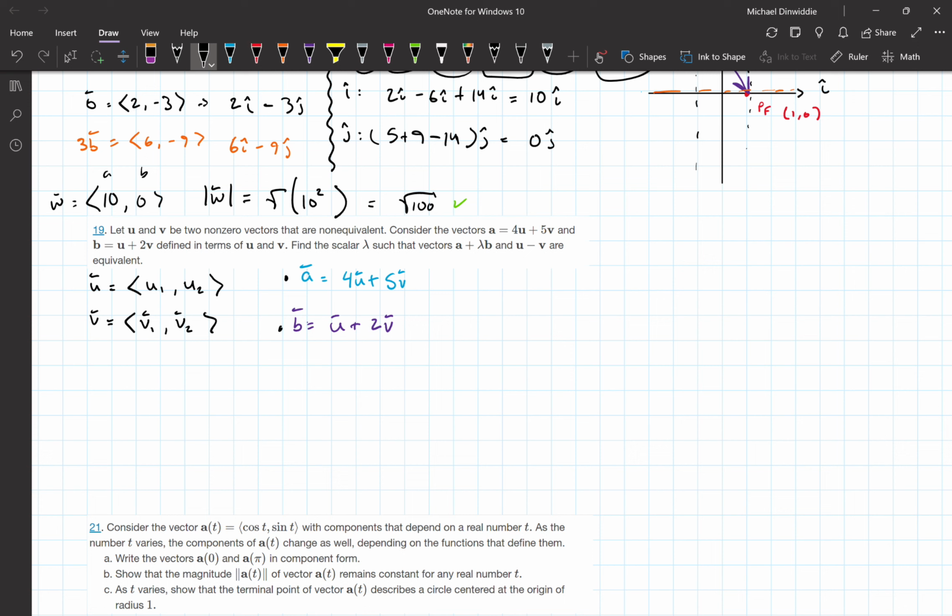So it says find the scalar lambda, which again is just some number. We use the Greek letter because I guess we want to make people more confused, but that's all that is. So don't get your head in a twist over it. It's all good. Find the scalar lambda such that vectors a plus lambda b, a plus some scalar multiple of that vector b, and u minus v are equivalent. So a plus lambda b equals u minus v.